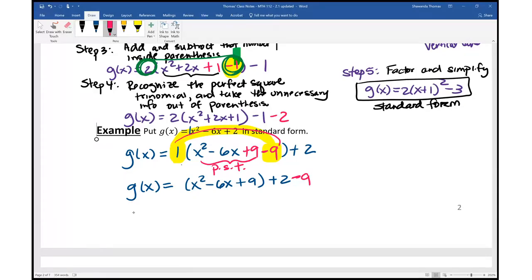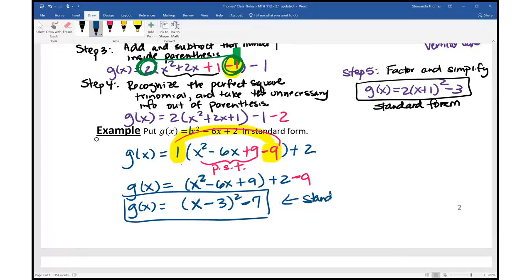Let's factor this. So g of x equals x. Again, this is the trick to this. The square root of x squared is x. Write down this sign right here, minus. What is the square root of 9? 3. So it will always be a perfect square trinomial, meaning that we'll get the same factor twice, meaning we can write that one binomial squared.